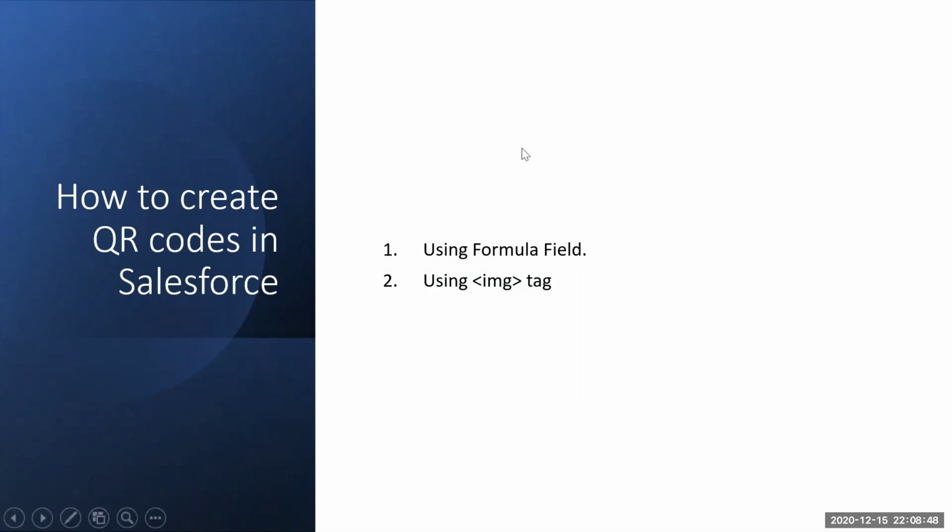So basically, there are two ways in which you can create the QR codes. The first way is using a formula field. So the formula field type, when we create a new field, this is the very same formula field. And the other way is to use the IMG tag. This is an HTML tag, and this tag can be used within your Visualforce page or your Lightning components to display the QR codes. And we will see just ahead how that can be achieved.